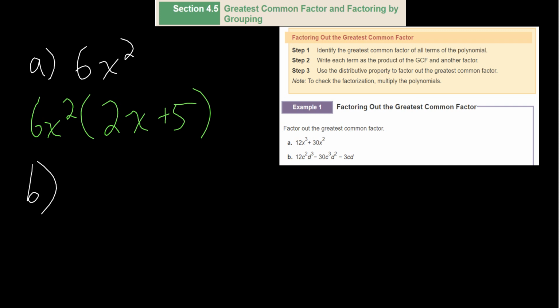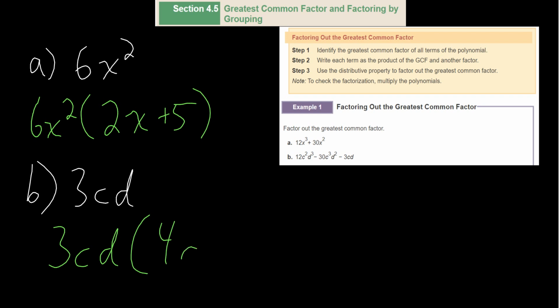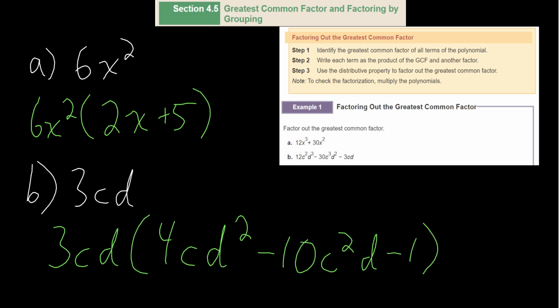So the greatest common factor here, I think we said, was 3cd. If I take out a 3cd, what I have left is 12 divided by 3 is 4, and then I take away 1 c and 1 d, so I'll have cd squared. Then if I take 3 out of 30, it's going to be a negative 10, and then take out 1 c and 1 d, so it's going to be c squared d. And if I take a 3cd out of 3cd, I end up with a negative 1.